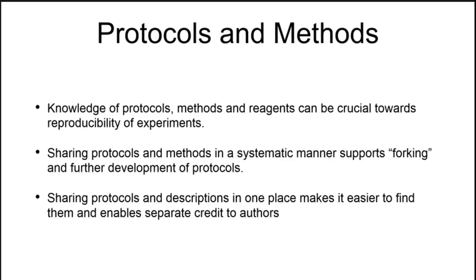The second item I would like to talk about is protocols and methods. So the experimental methods, protocols, or even what kind of reagents are used in experiments can be crucial towards reproducibility. Just using one supplier, changing supplier, may alter some of the results in a paper, or making the methods or the protocols in the wrong order, or in a slightly different way, again, may fundamentally alter the results that you are getting.